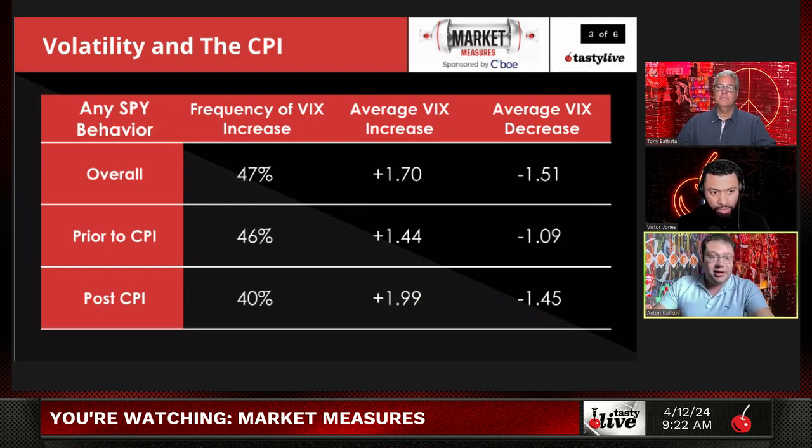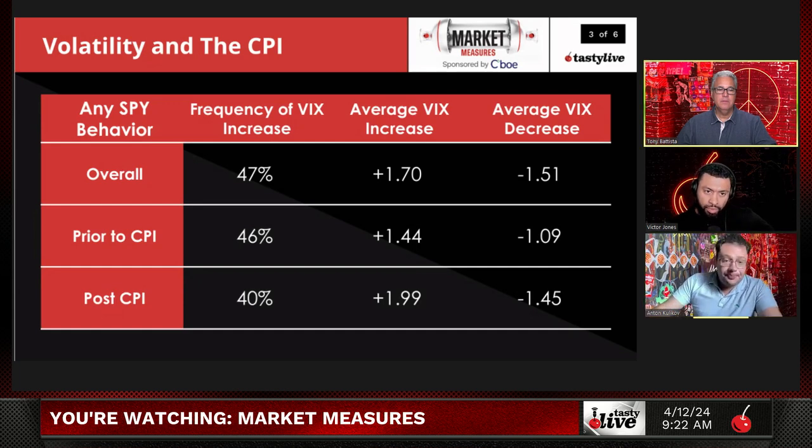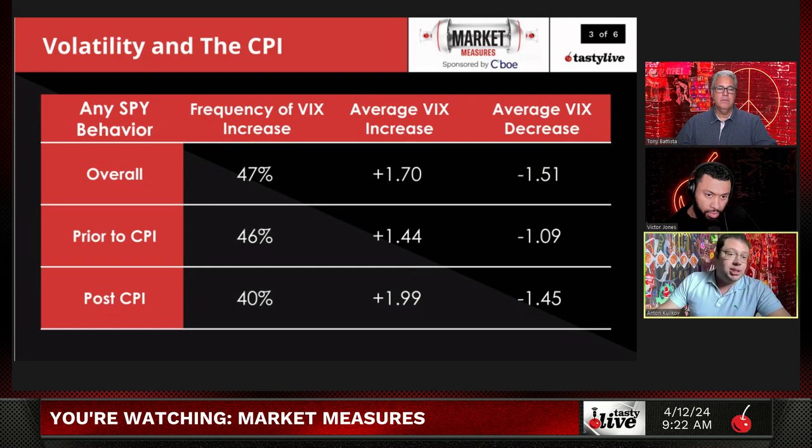So therefore, that's kind of your base scenario, right? VIX goes up 47% of the time. If it increases, it goes up by about 2 points. If it decreases, it goes down by 1.5 points. Now, before CPI, it's about the same. There's essentially no change.